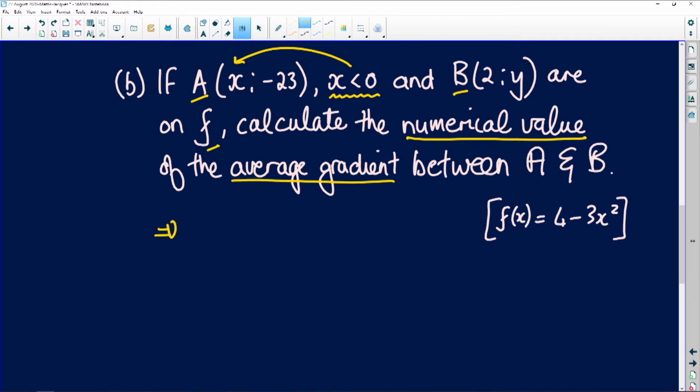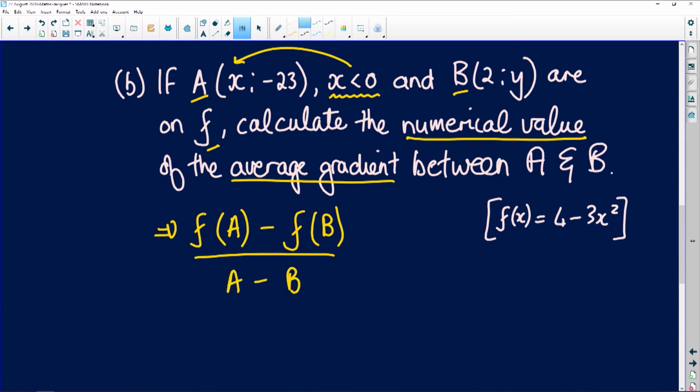They're asking us to find f of whatever point A represents minus f of whatever is represented in point B as a y value, and that will be over the two points, A minus B. Now, it's not really what I've written here, but that is the idea we get. That is what they expect us to do.